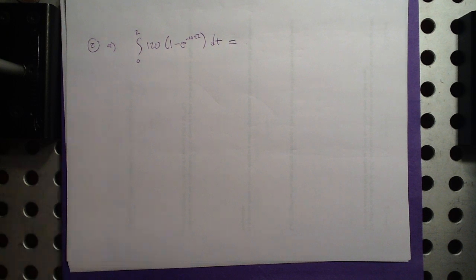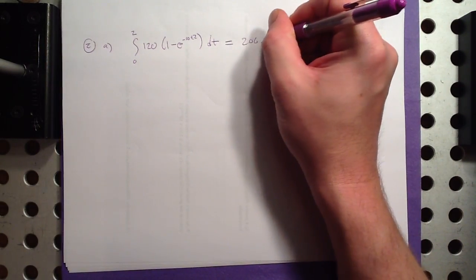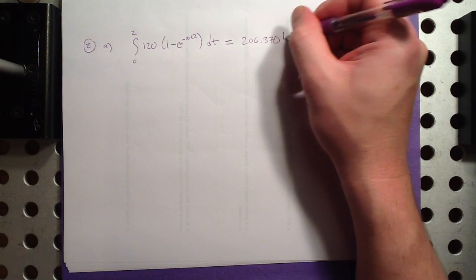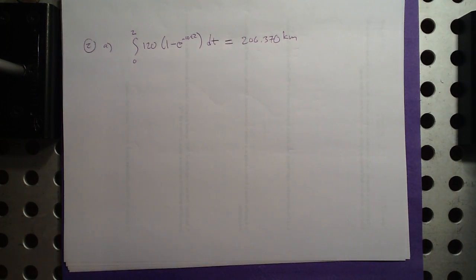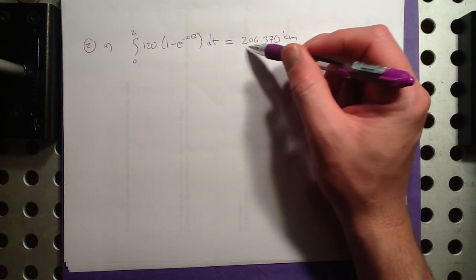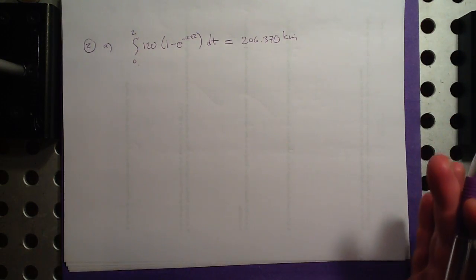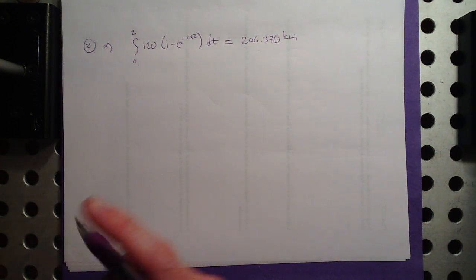Putting that in your calculator, which you should try, make sure you get this answer, a displacement of 206.370 kilometers. I guess it should be a reasonable answer. I mean, we're talking about driving a car for 2 hours. That would be an average speed of near 100 kilometers per hour, which is 60 miles an hour-ish. So that seems pretty reasonable for an answer.